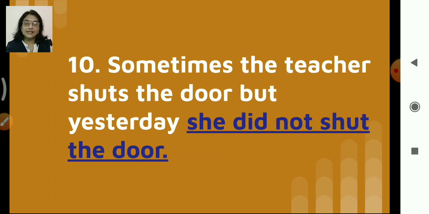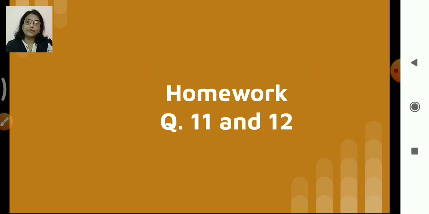Now the 10th sentence. Sometimes the teacher shuts the door, but yesterday she did not shut the door. So what is the change here? Shuts will become shut, right? She did not shut the door.